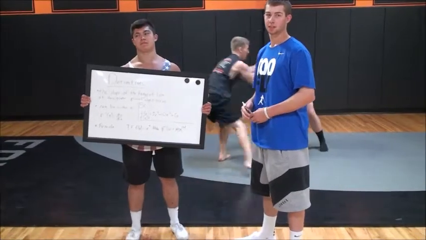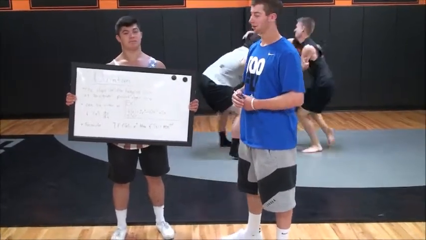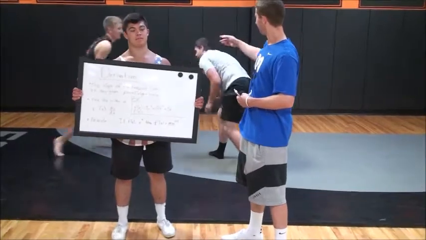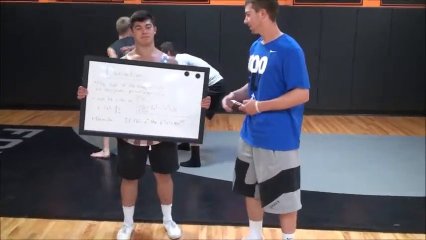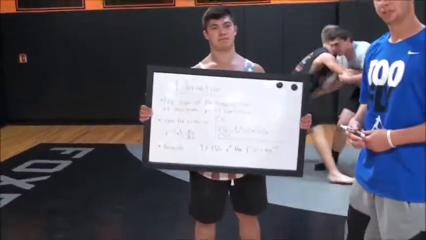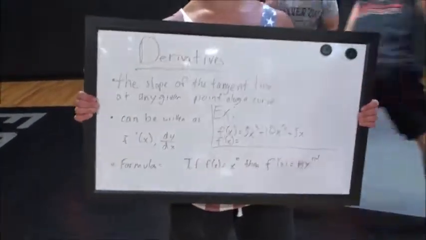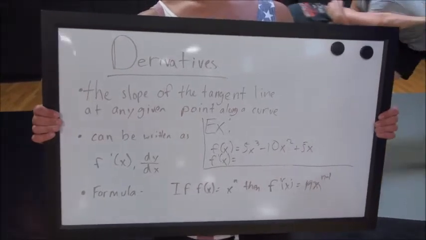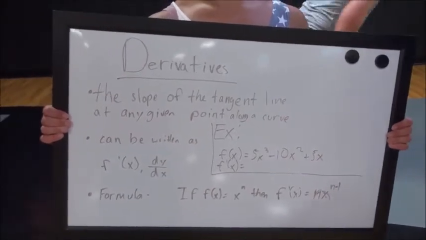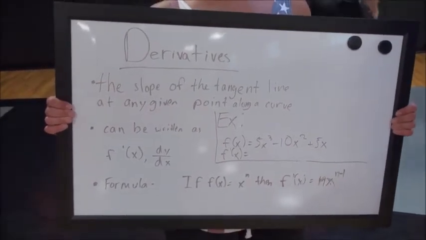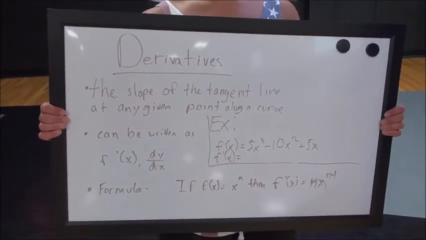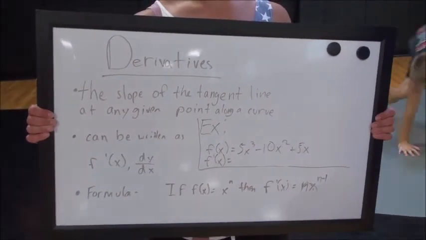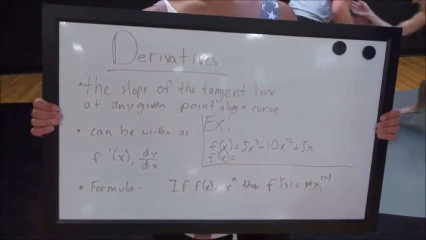Today's ESPN SportsCenter Calculus edition. I'm Anders Green, Colt, there's Goobles, and Andy, aka Shaggy. Today's some derivative action. So derivative is the slope of the tangent line at any given point along the curve. It can also be written as f prime of x or dy over dx. And the formula is if f of x equals x to the nth power, then f prime of x equals n times x to the nth minus 1 power.